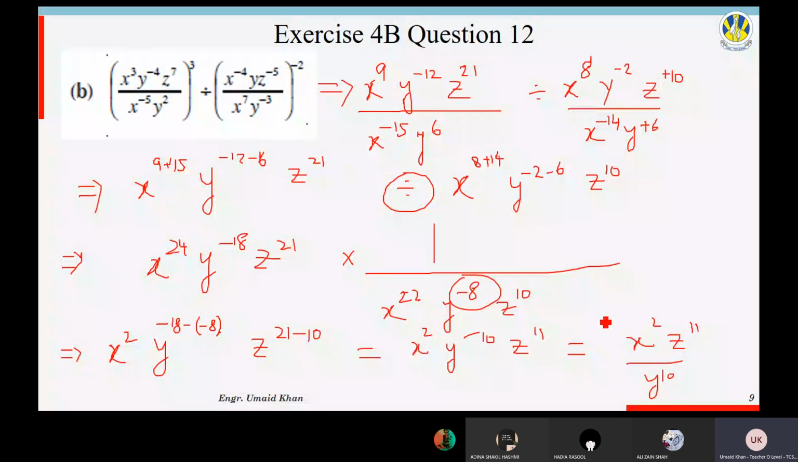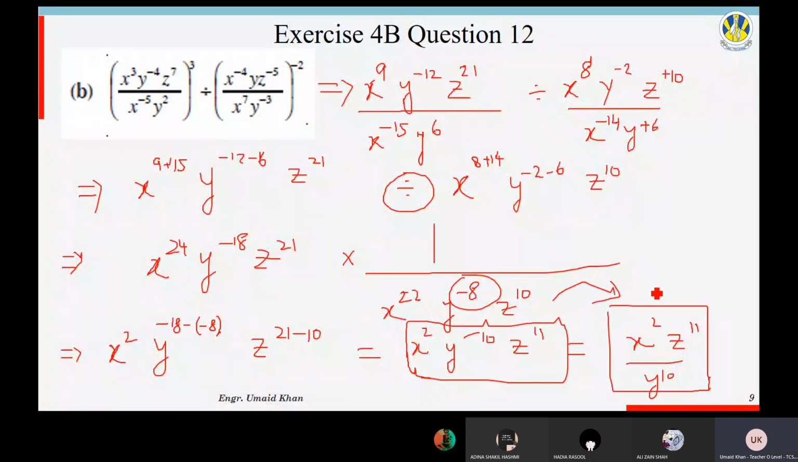So the final answer is x^2 z^11 over y^10. If you write the answer up till this stage, this is also good enough. But I have simplified it further because I don't need negative powers. Okay, is it clear? Any question? No, sir, it's clear.